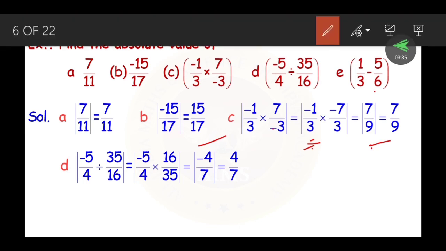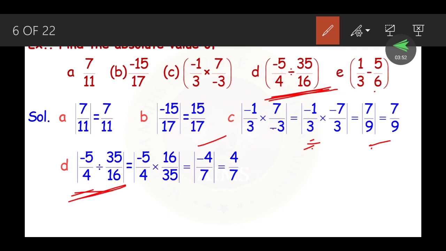Here, children, in this example they have given a division symbol: minus 5 by 4 divided by 35 by 16. After simplifying it, we have to find the modulus value. How to simplify it?